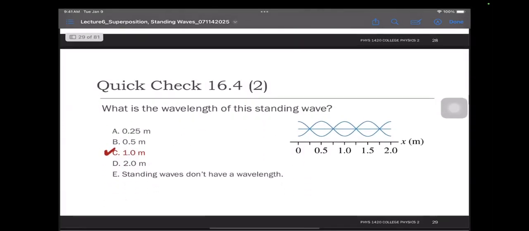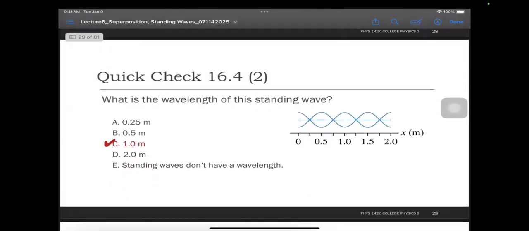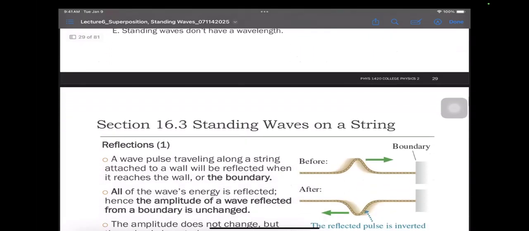Okay, so it is C, 1 meter. Okay, any questions, just let me know.